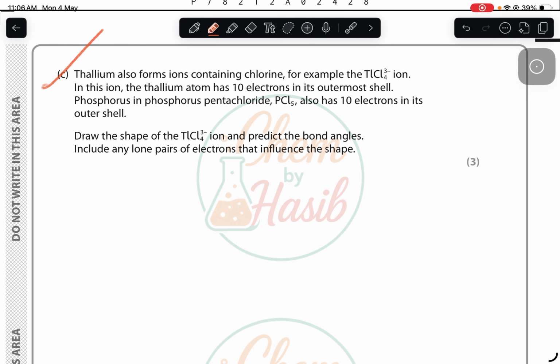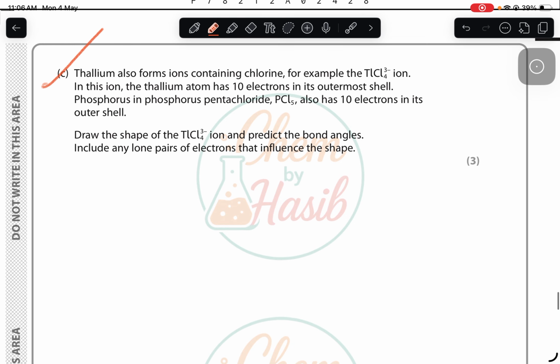Now, in order to predict the bond angle and in order to draw the shape, you need to know the dot and cross diagram of TlCl4 3-, right? Now, if you want to draw the shape of the TlCl4 3- ion, it says thallium has 10 electrons in its outermost shell. They have already told you that it has 10 electrons in the outermost shell, right? Now, if you draw the dot and cross diagram of this TlCl4 3-, let me show you.